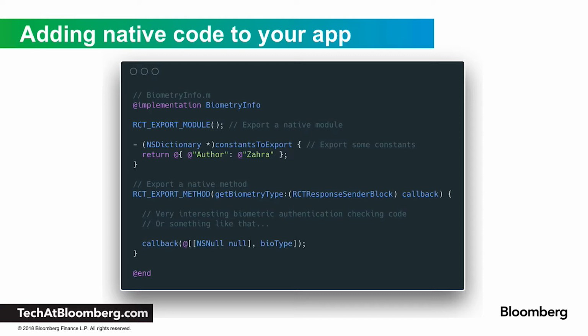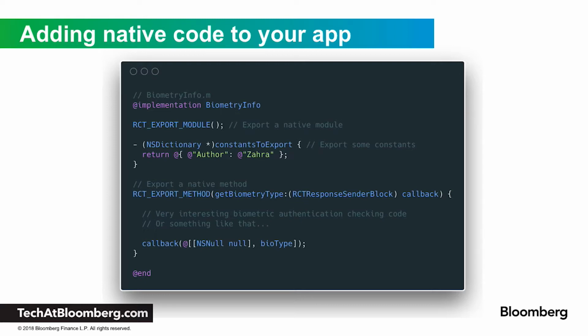And then we have a few options for what we can do. We can just export a dictionary, which is kind of like JSON. So say you had some constants on your native side that you wanted to export, that is very easy. And then if you want to export a method, that's also fairly easy too. We have this other macro, RCT_EXPORT_METHOD, which wraps a function.